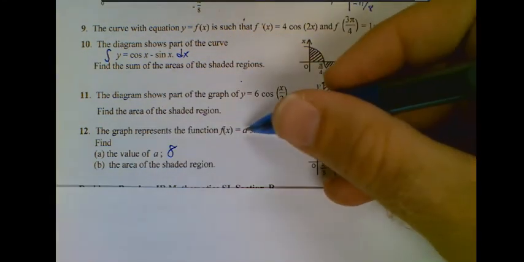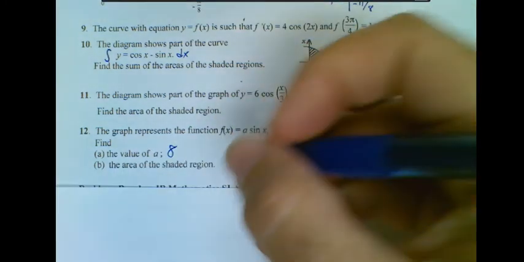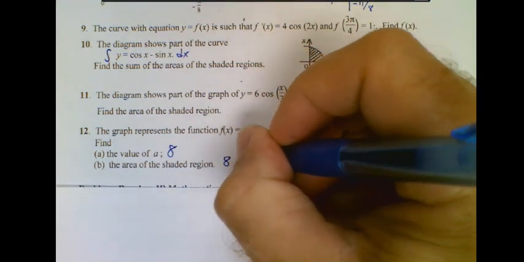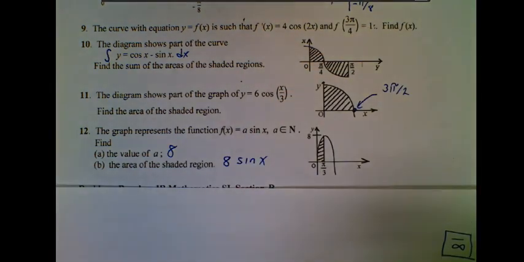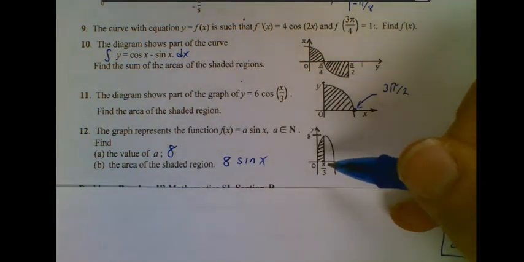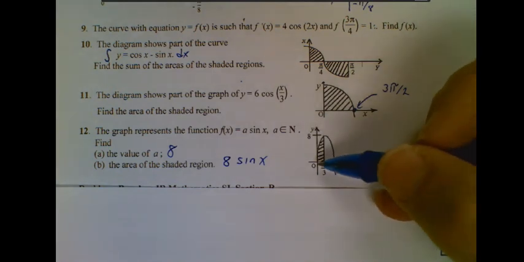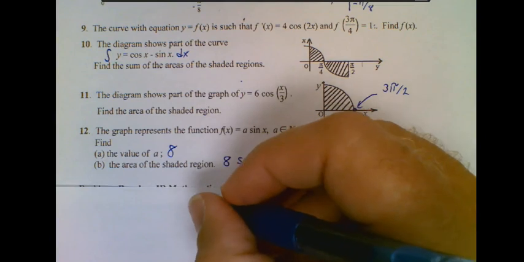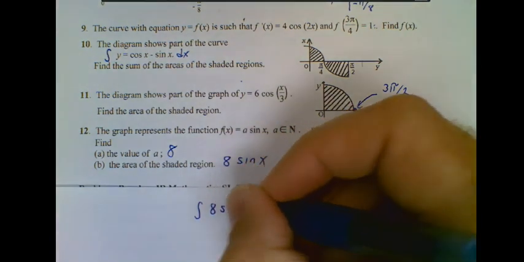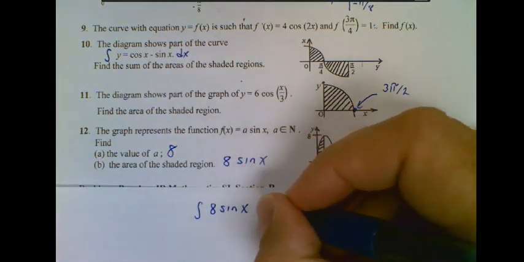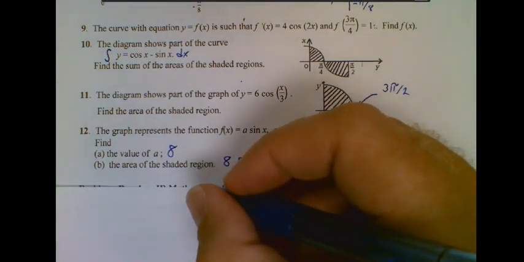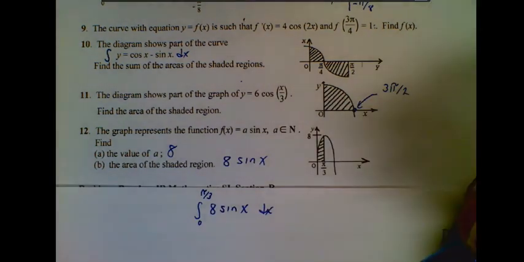So now we can obviously sub in an 8 right there and continue to work with the problem. So we're going to see this as 8 sine x as the function. So for the area of the shaded region, again, we're just doing another integral, and we're going to evaluate it from 0 to pi thirds. So there's our setup right there.